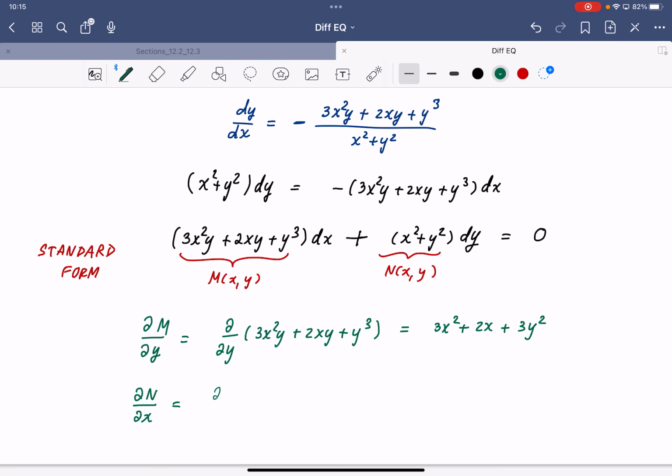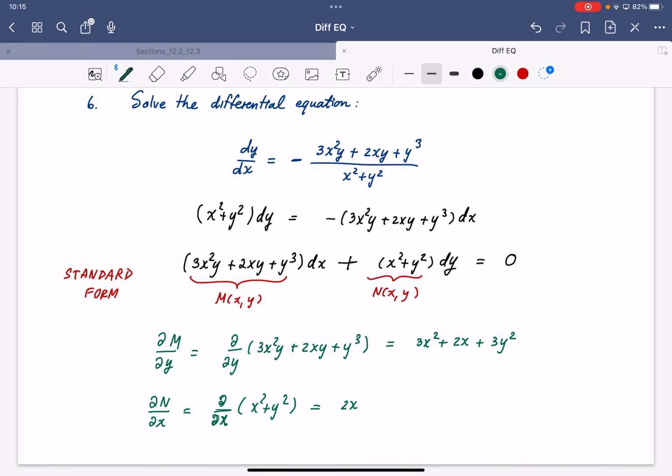And then differentiate N with respect to x. N is x squared plus y squared, so you get 2x. You can see that the one in the box here and the one in the box here are not equal. So the equation is not exact.